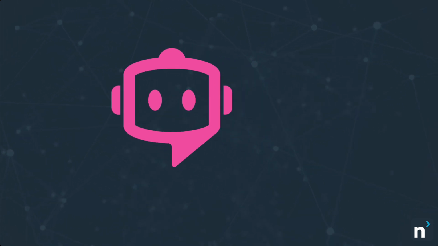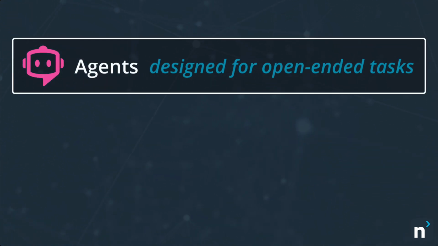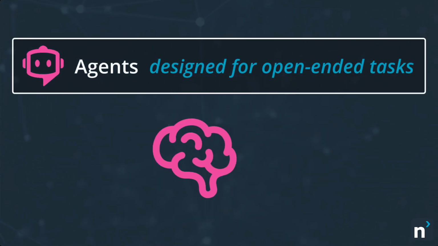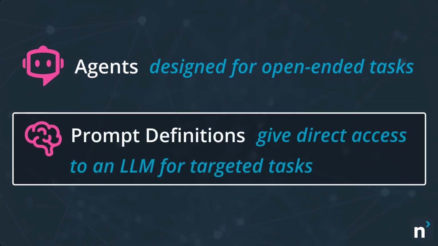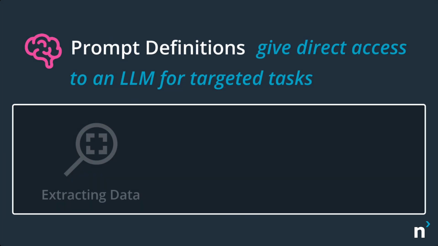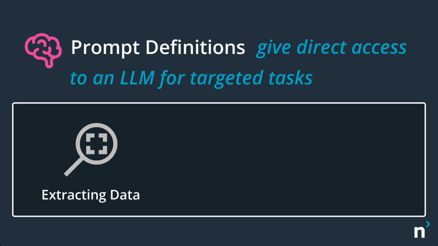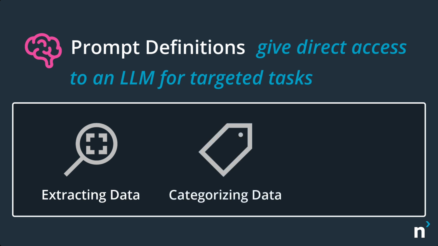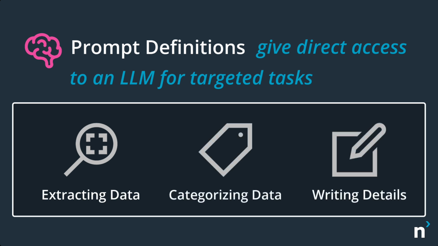While agents are designed for open-ended tasks across your applications, prompt definitions give you direct access to an LLM for targeted tasks, such as parsing and extracting data from documents, summarizing and categorizing data, and writing details based on inputs.